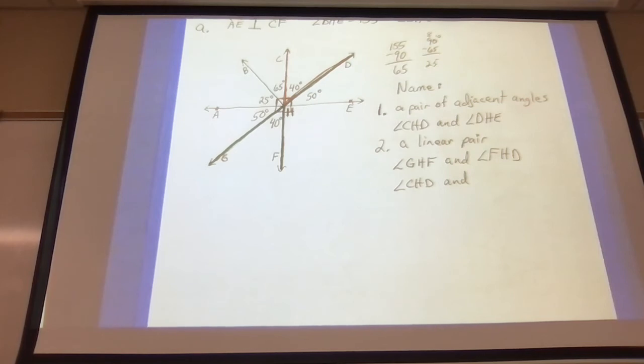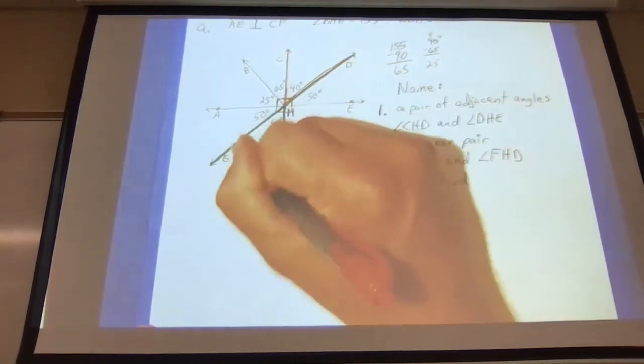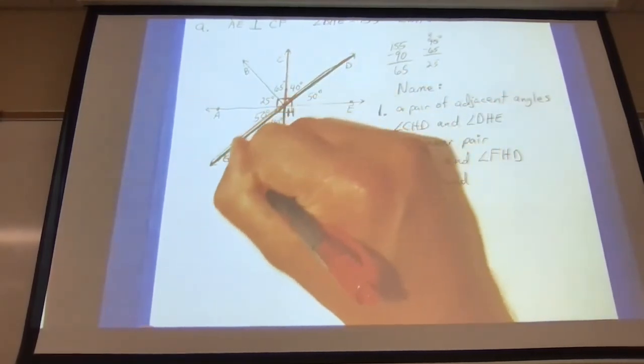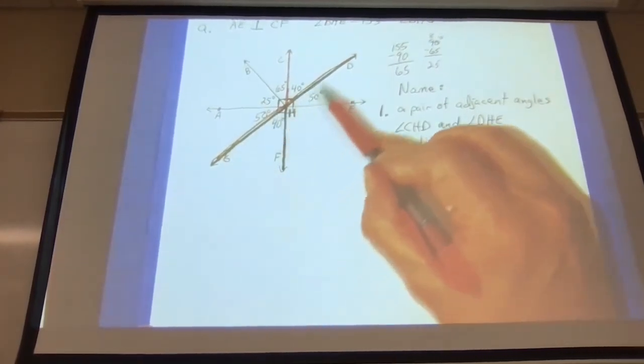Dean, what do you think? CHG. CHG, let's see, CHG, yes. CHG brings me out this way. There's CHG. Those two right next to each other make that straight line.